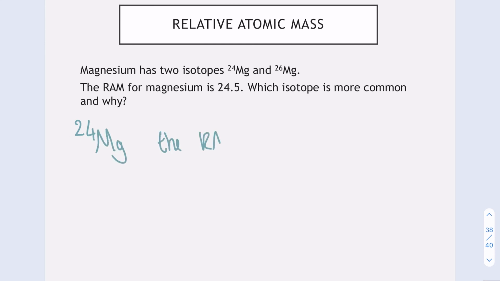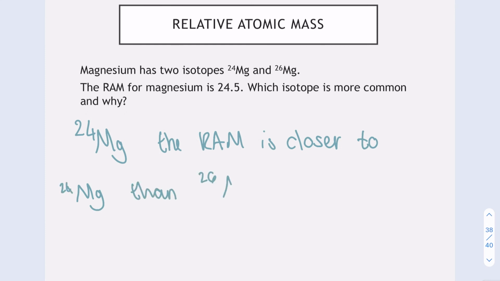Because the relative atomic mass is closer to the Mg-24 than it is to the 26 isotope. If, for example, the average was 25, then you'd say that there was a 50-50 split of each of them, but because it shifted more towards 24, then you would say that the 24 magnesium is more common.